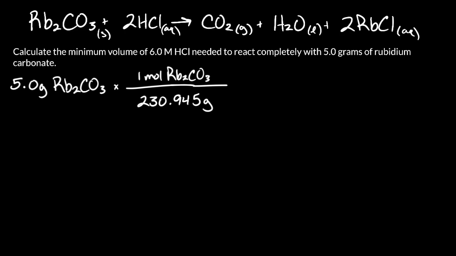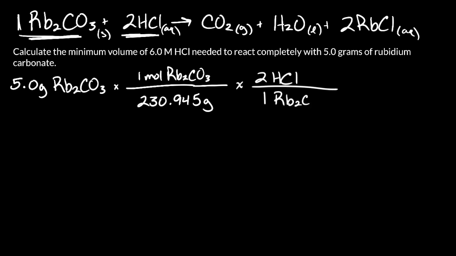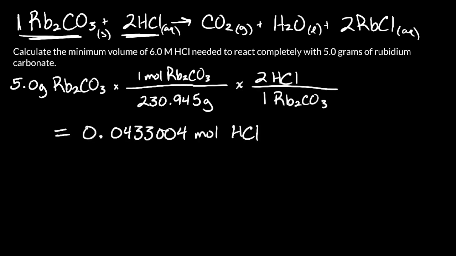Okay, and since we're going to HCl, the next step here is we're going to use the mole ratio from our chemical equation. So our chemical equation tells us that we have 2 HCl for every 1 rubidium carbonate, right? I didn't write my coefficient of 1 over there, but we know that that's just a 1. So 2 HCl to 1 rubidium carbonate. All right, so I pop that in the calculator and I get my moles of HCl.